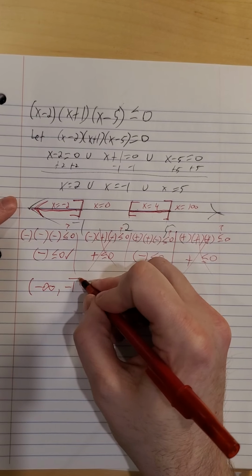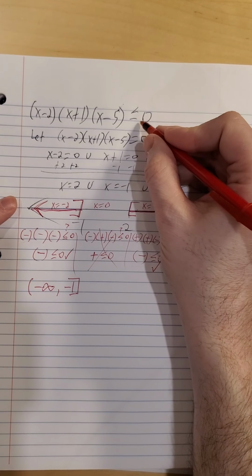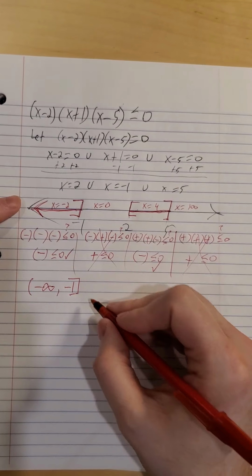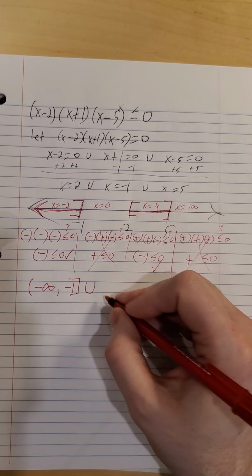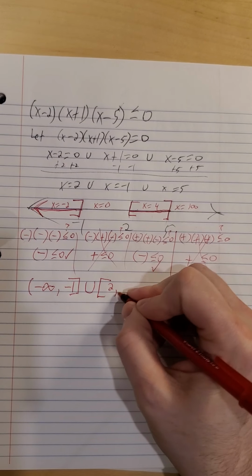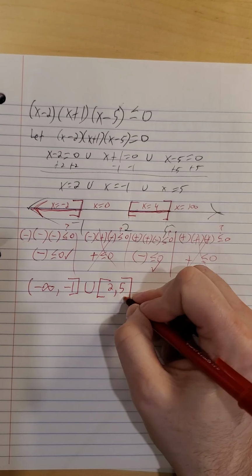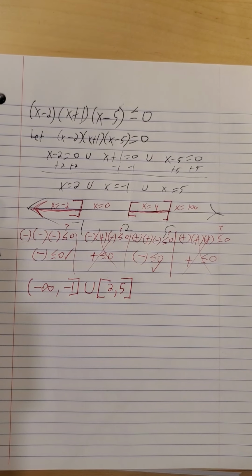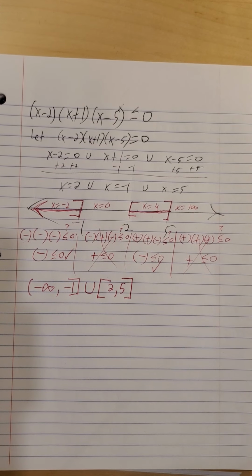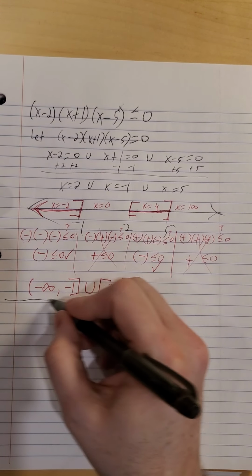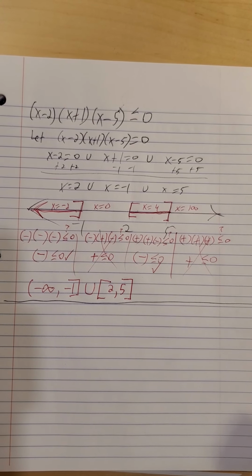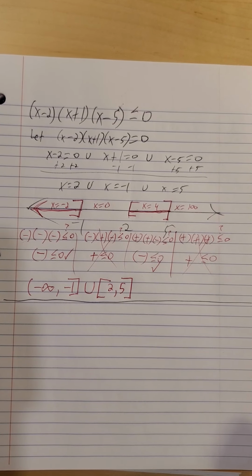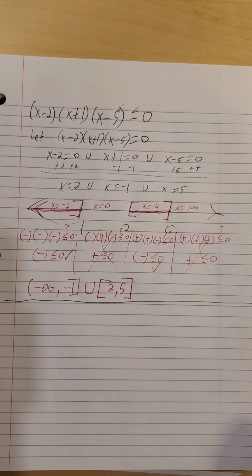Negative 1, however, since we were allowed to use it because of this or equals, and it does work in the original, that gets a bracket. Then we need that union symbol in the middle, and we'll keep from 2 to 5. So that covers us as far as polynomial inequalities.